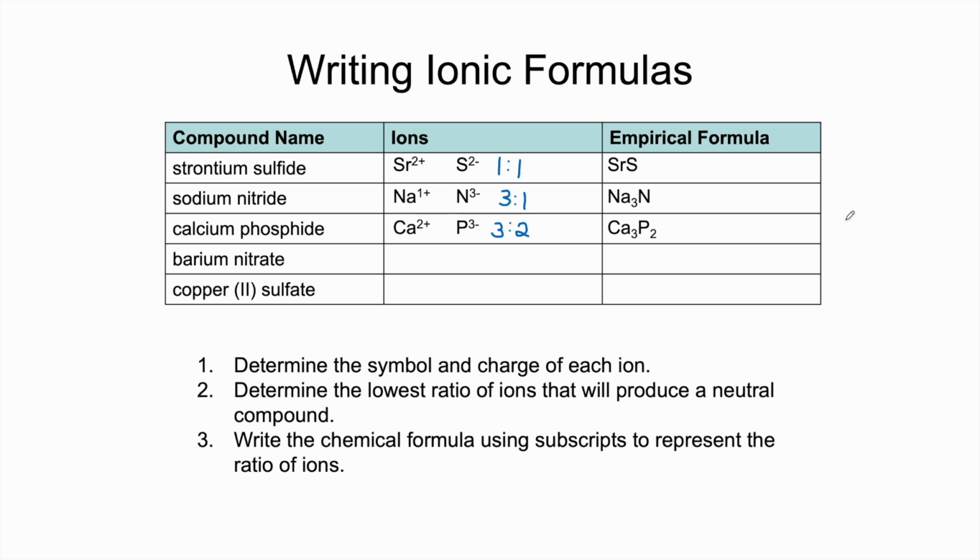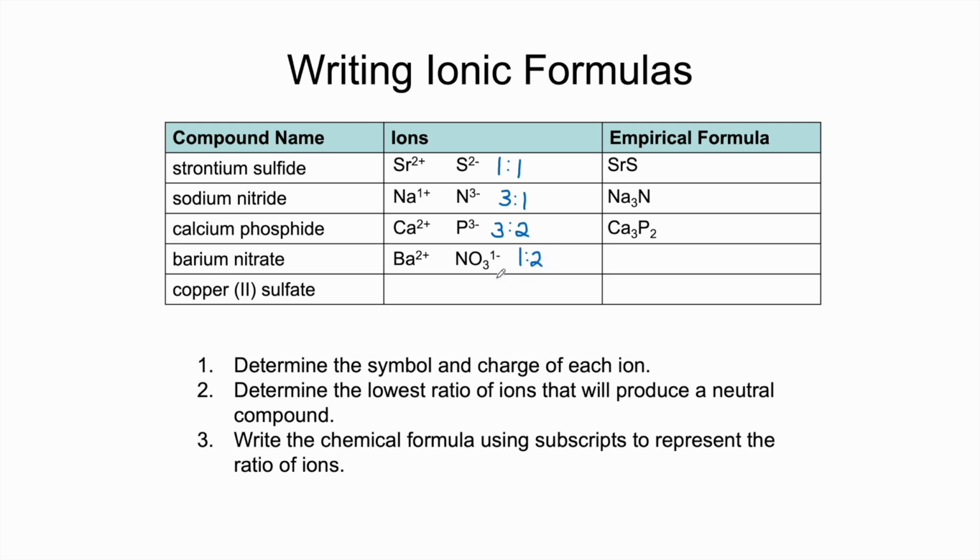The next example is barium nitrate. Remember, ATE tells us we should look at the common ion chart to figure out that ion. But barium's a +2, and from your common ion chart, you should see that nitrate is NO3 with an overall -1 charge. Now, +2 and -1 don't add up to 0. We're going to need 2 nitrate ions to balance out the charge on barium. So this is going to be a 1-to-2 ratio.